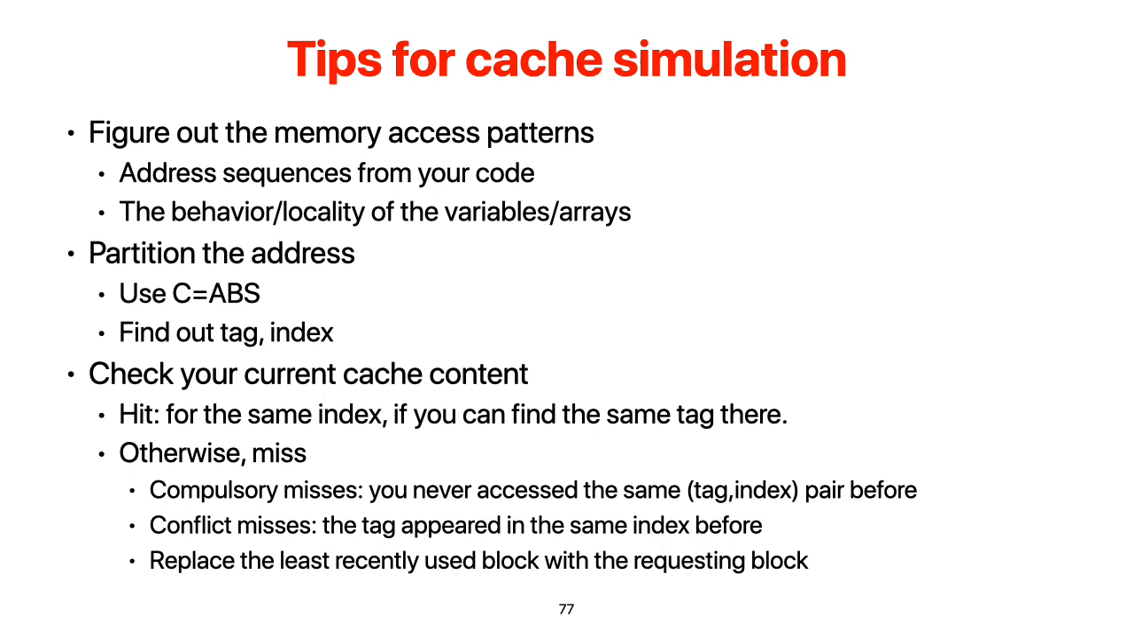Then with the generated address sequence, I can partition the address and figure out the tag and index to know how to search the cache. And then you probably also need to keep bookkeeping of what's currently in your cache: what are the tags and the index of the content in your cache. So if you find the same index and the same tag in your cache, that means it's a hit. Otherwise, it's a miss. And for a miss, you always have to figure out if it's a compulsory miss, conflict miss, or capacity miss. And if there is a miss, you also need to replace the least recently used block within the requesting set.